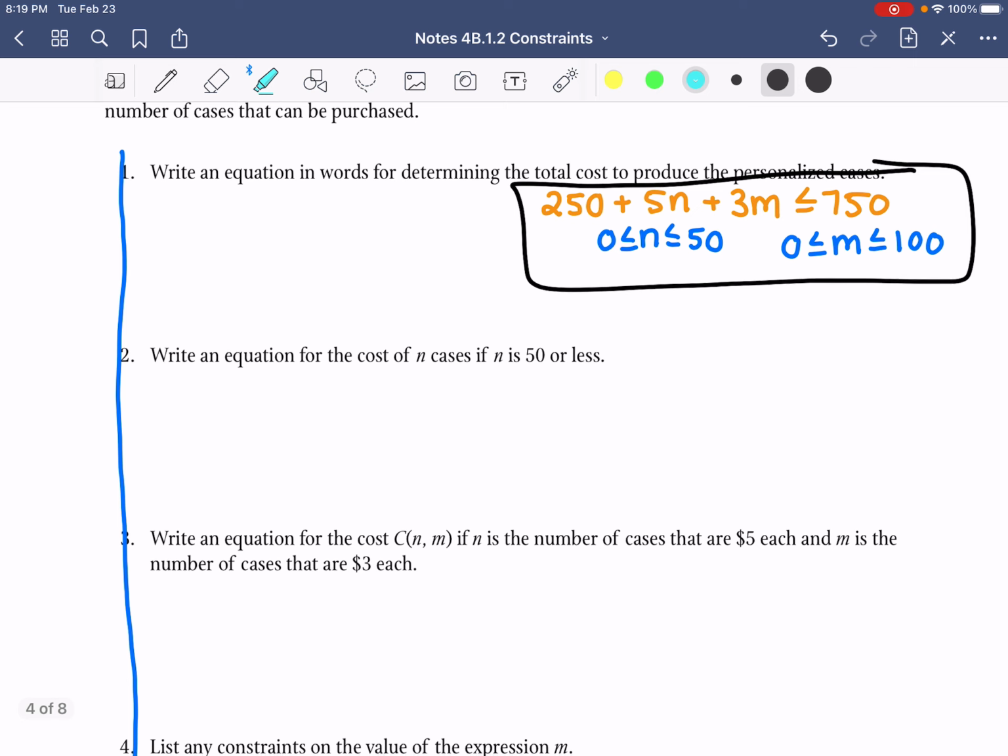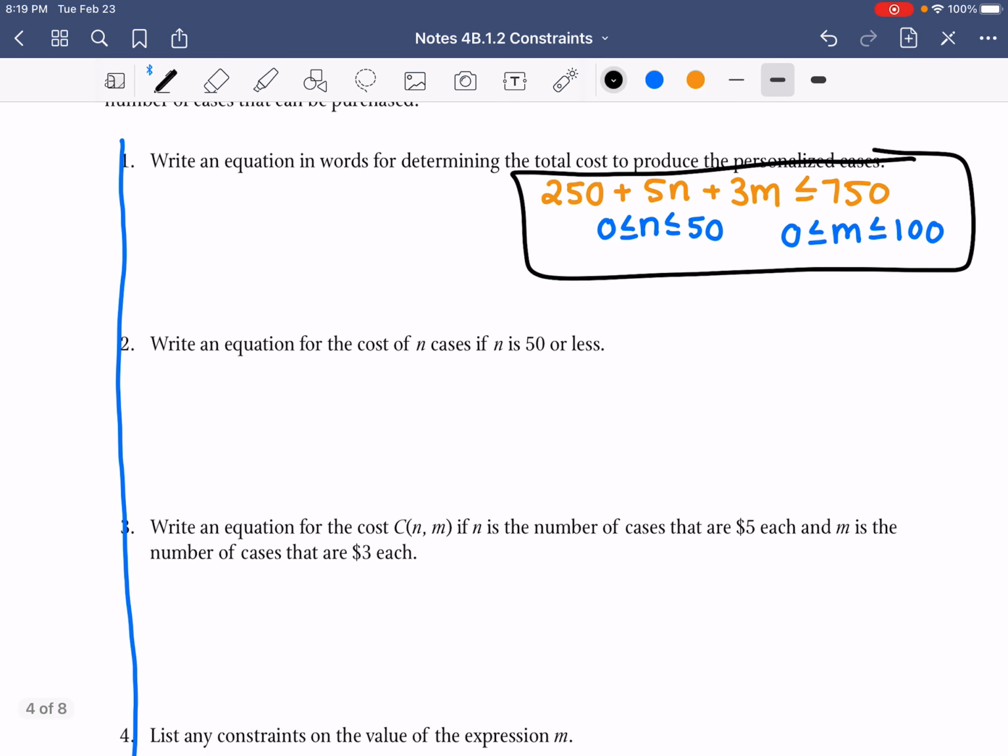What we're going to do first is assume that she can, we'll plug it in and see if it works out. We're going to assume she can buy all 50 of the $5 cases. So we have 250 plus 5 times 50 plus 3M. We don't know how many of the $3 cases she can buy yet. That's what we're going to try to figure out. But we're going to assume that she's buying all 50 of the $5 cases. So I get 250 plus 5 times 50 is 250, plus 3M less than or equal to 750.